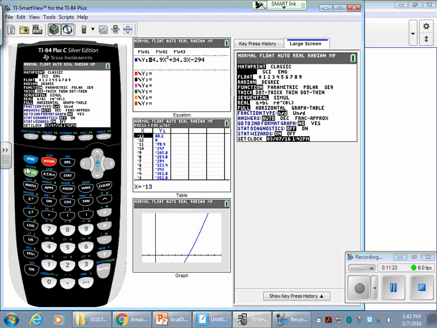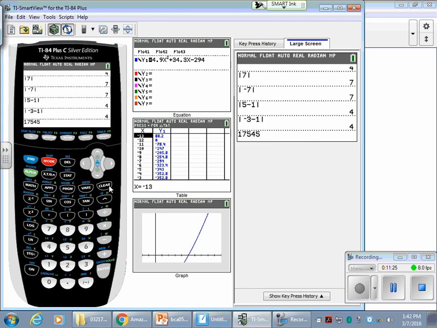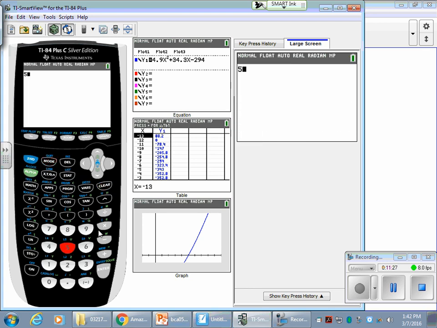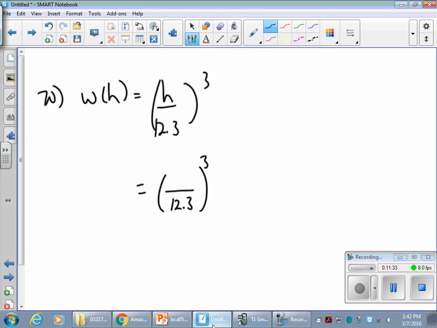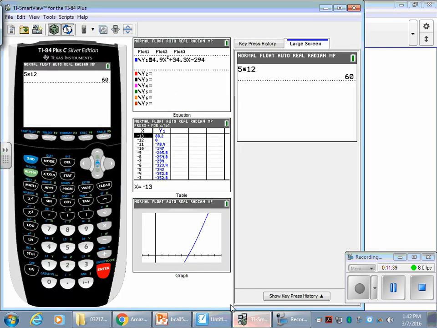So 5 times 12, I'm going to go to a regular screen. 5 times 12 is 60. So 5 feet 7 inches would be 67 inches. So I'm going to put 67 for the height. And all you do here to find the weight is you do 67 divided by 12.3, close that and then cube that. And I'll get about 162 pounds.